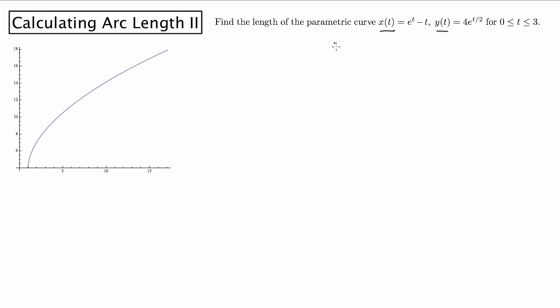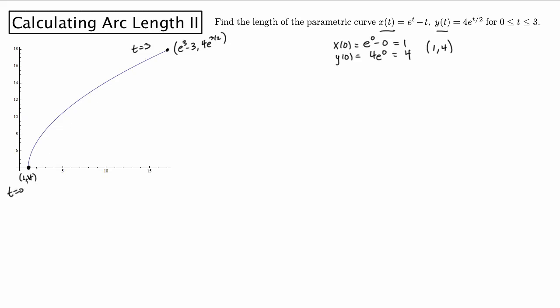Notice if we look at, for example, t equal to 0, x of 0 is e^0 minus 0, or 1. And y at 0 is 4e^0, or 4. And so at time 0, we start off at the point (1, 4), which is right here. For time equal to 0, we start there and we finish up over here. If you plug in the values, you get e^3 minus 3 and 4e^(3/2) as our finishing point, and this is after 3 seconds.